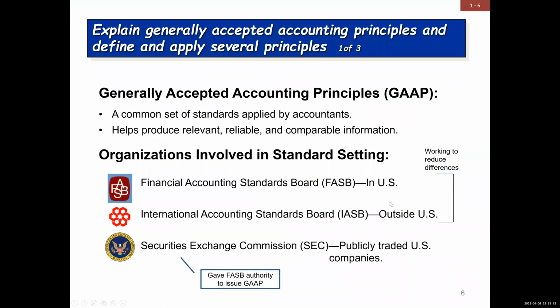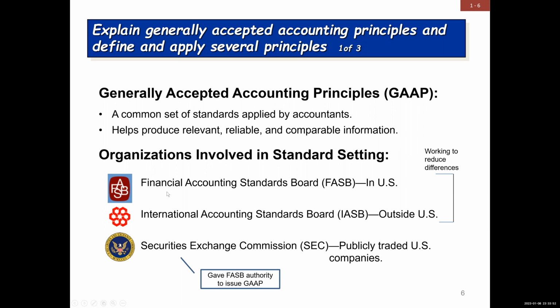Now, when we record transactions and we prepare accounting reports like an income statement and a balance sheet, we prepare those statements according to generally accepted accounting principles. We call that GAAP. And GAAP is a common set of standards applied by accountants. GAAP helps produce relevant, reliable, and comparable information. The organizations involved in this standard setting include these three.